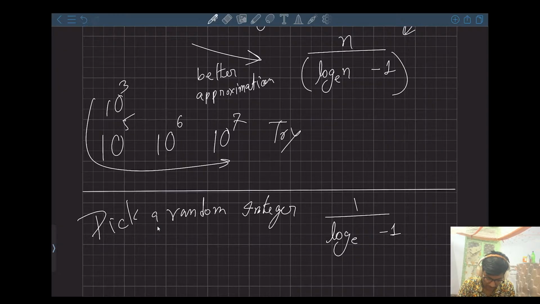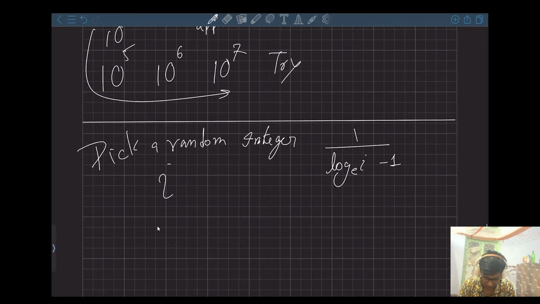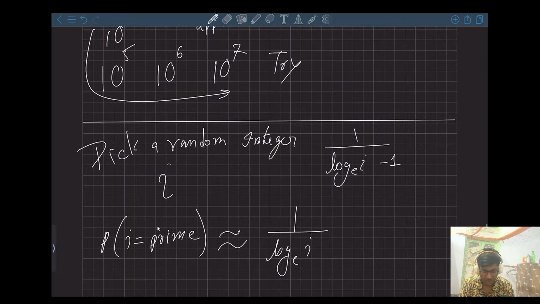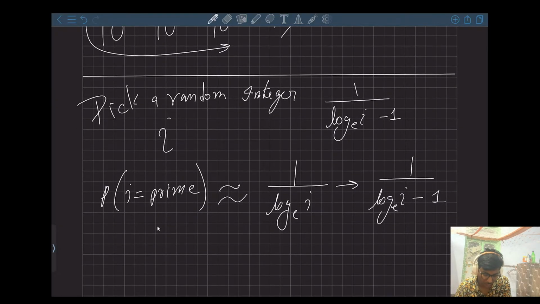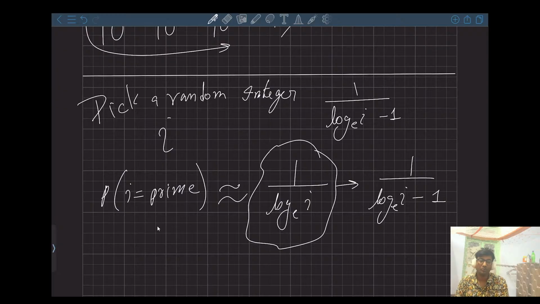So pick a random integer I. The probability that I is prime is approximately 1 by log base e of I, or a better approximation is 1 by log base e of I minus 1. This 1 is outside, by the way. So this is another conclusion from prime number theory.